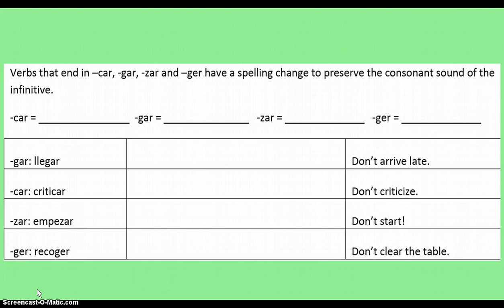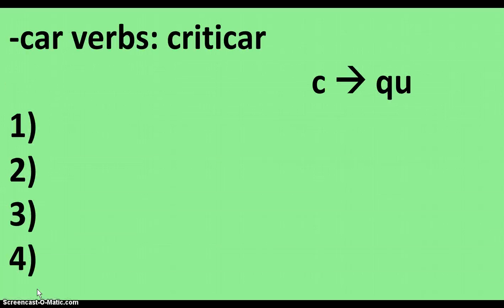Verbs that end in car, gar, zar, and ger have a spelling change to preserve the consonant sound of the infinitive, which just means that they're going to have a spelling change so it sounds the way it's supposed to. Let's look at a car verb first, like criticar. The C is going to change to a QU.